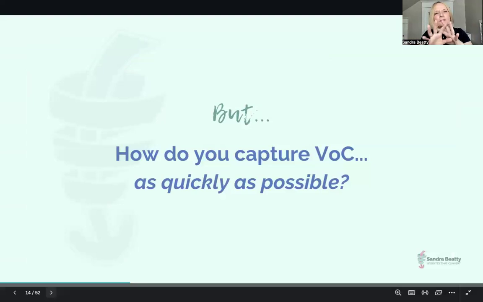But the problem you are going to deal with is that you're a business owner who has so many hats that you're wearing. You don't have time to go through surveys. You don't have time to interview all these people. So how can you capture voice of customer as quickly as possible? So I'm going to show you one way you could do this.